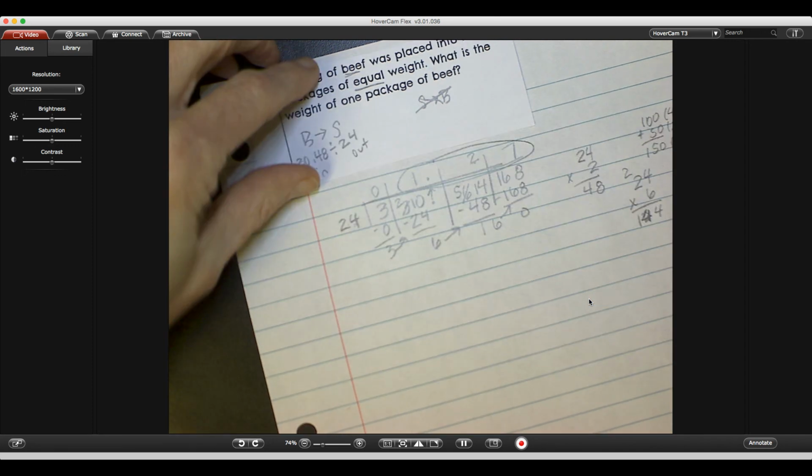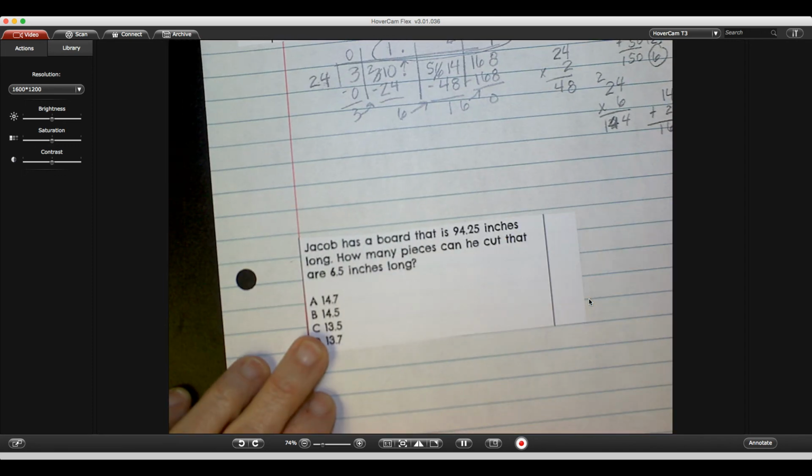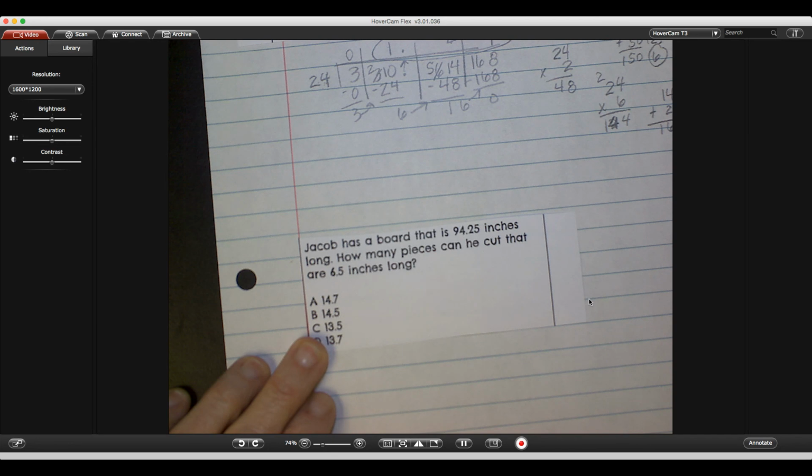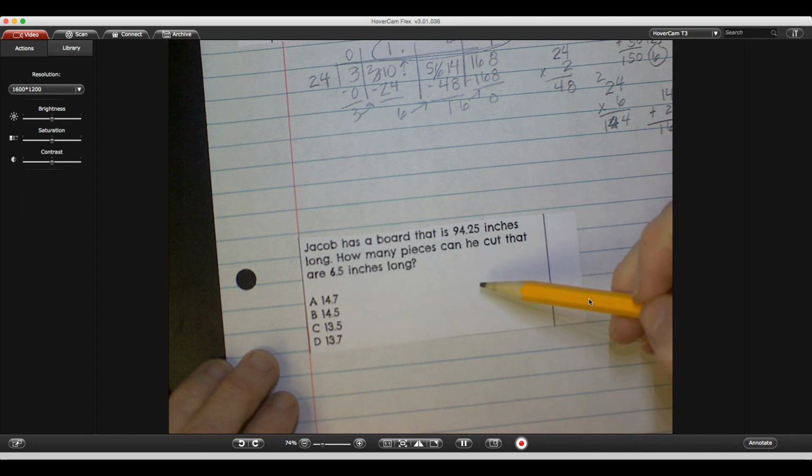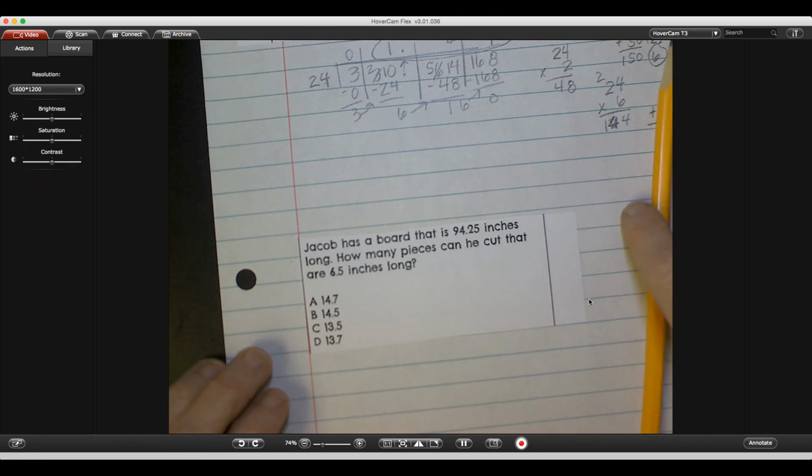Your question is, Jacob has a board that is 94 and 25 hundredths inches long. How many pieces can he cut that are 6 and 5/10 inches long? All right, you'll have to go to the second dividing decimals video to see how to work this one out after you finished it on your paper.